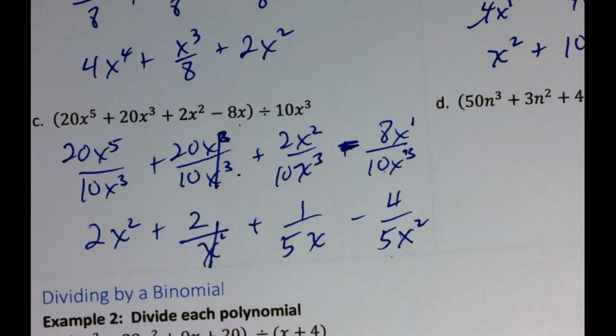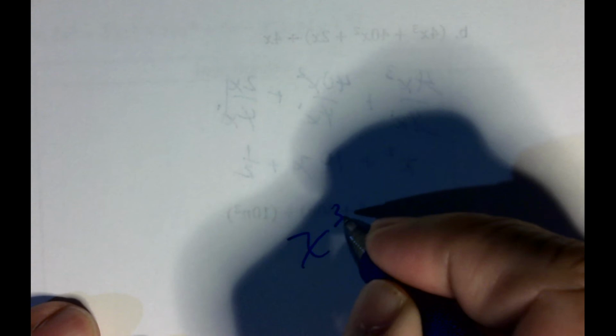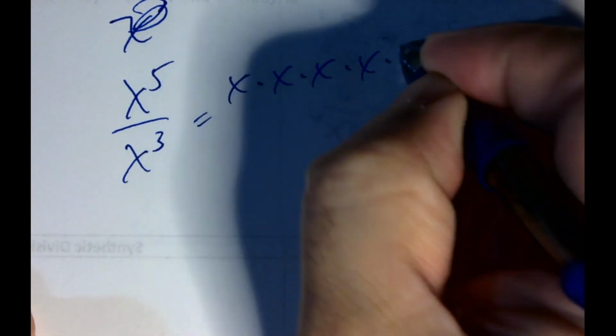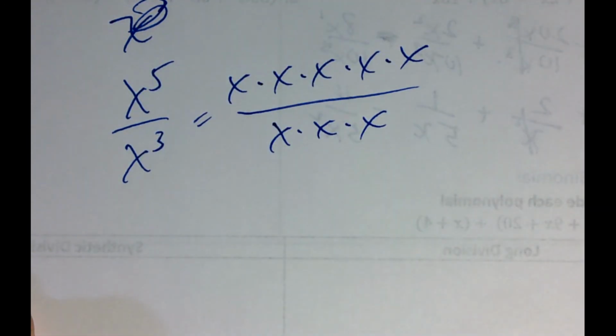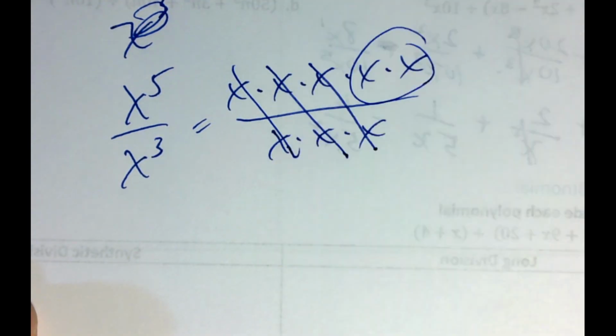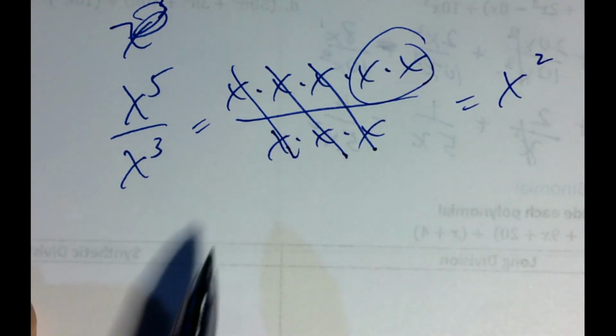If you're wondering why that's the case, let's explore that a little bit. Let's do x to the 5th over x cubed. That is the same as 5 x's being multiplied over 3 x's being multiplied. When you divide, you're canceling these x's, so I'm left with 2. When you cancel like that, you're subtracting. That's the idea of subtracting.